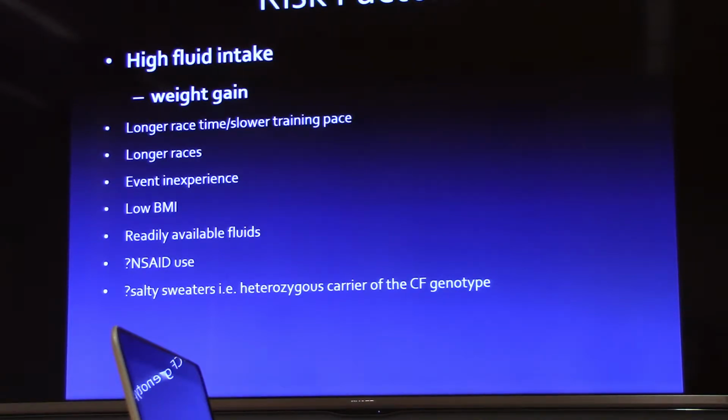There have been a couple of case reports of symptomatic hyponatremia in heterozygous carriers of the cystic fibrosis genotype, even from low-intensity activities, with the ones reported being Bikram yoga and long bowling. The mechanism they thought was that these people are salty sweaters. They excrete more salt through their sweat because of a mutation in the CFTR protein, essentially. But more research is obviously still needed in this area.